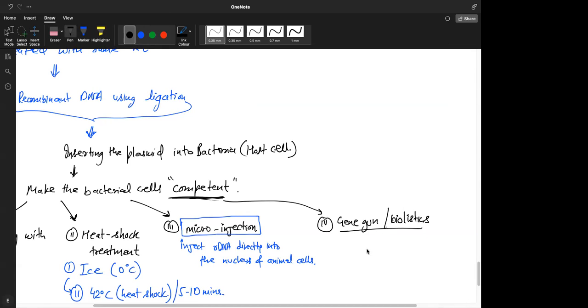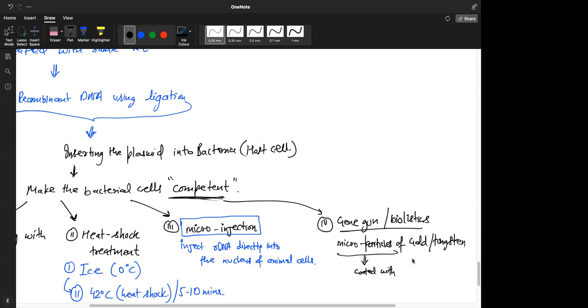So what is a gene gun or biolistics? It is similar to using a gun with bullets. Here the cells are bombarded with high velocity microparticles. We take microparticles of gold or tungsten, because both are inert metals, right? They do not react with enzymes or play a role in biology. So these gold or tungsten microparticles are coated with our DNA of interest.